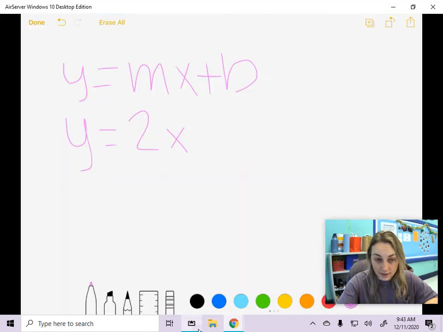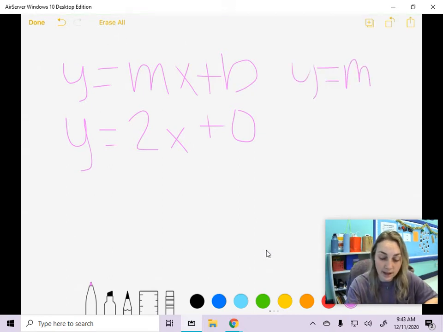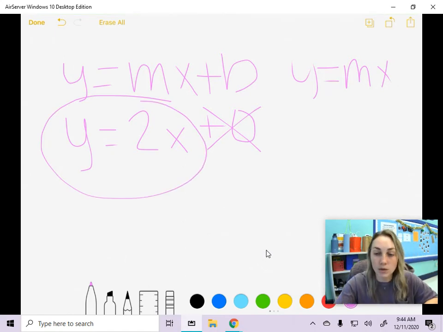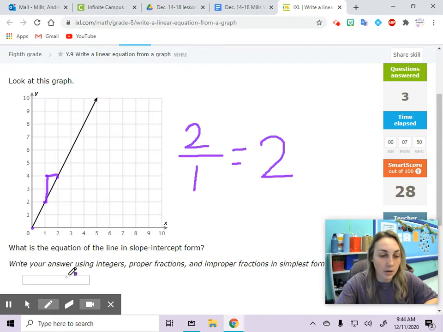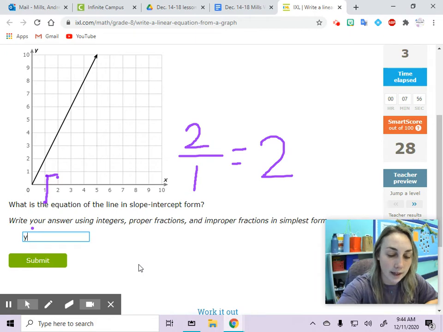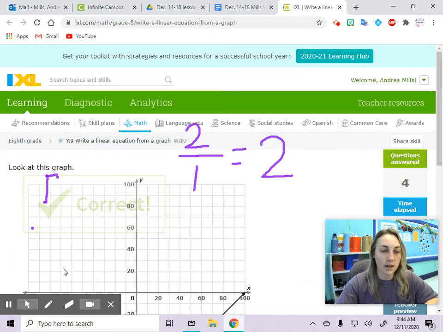So if that's the case, that means I just have to put plus 0 here. But putting plus 0 is not necessary. This is a proportional graph, and if you remember from our notes a couple weeks ago, a proportional equation looks like y equals mx. And that's because the line crosses the y-axis at 0. And if it crosses at 0, you can put plus 0 here, but you don't have to put that. It's not necessary. So this is going to be our equation. It's just y equals 2x. So I'll go ahead and put that in. Y equals 2x. All right.